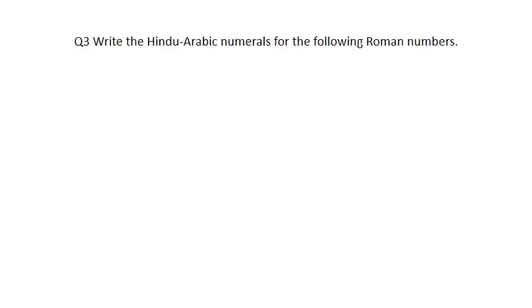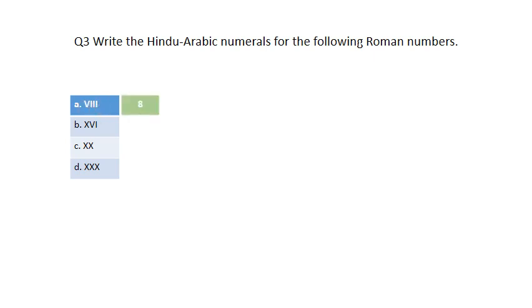Question number 3. Write the Hindu-Arabic numeral for the following Roman numerals. Now what is given here? Roman numerals are given, and you have to write them down in Hindu-Arabic numerals. Okay student, if you see what is given here in the first one, VIII. Now the value for V is 5 and the value for I is 1, which is taken here 3 times. So 5 plus 3 becomes how much? 5 plus 3 is 8. So the value for VIII is 8.